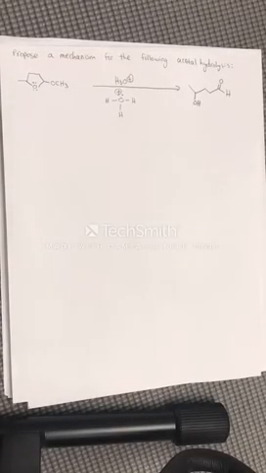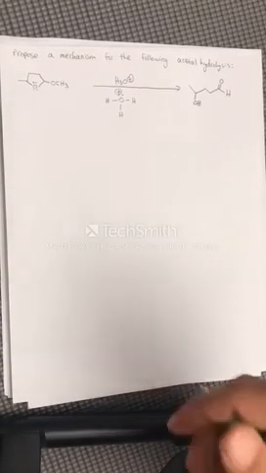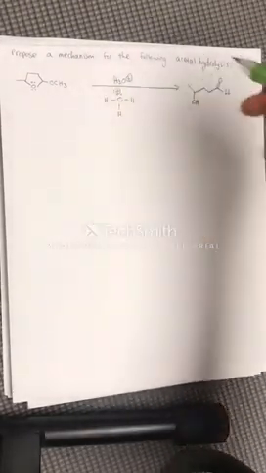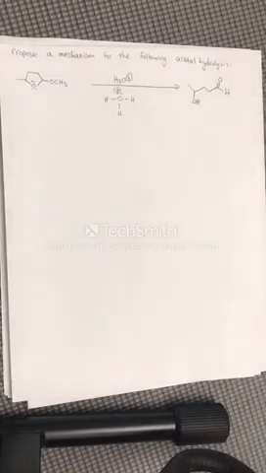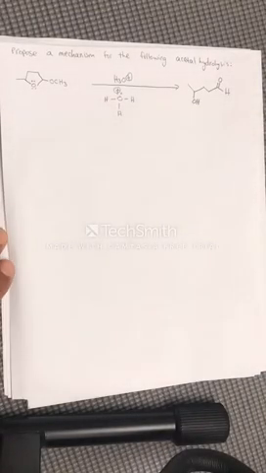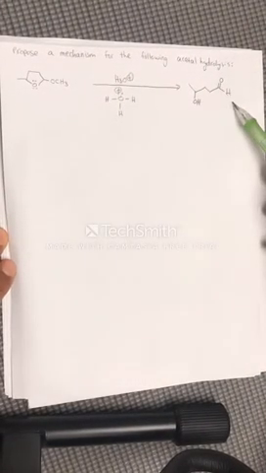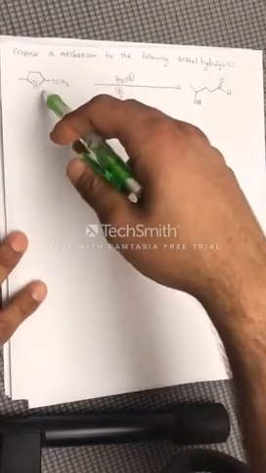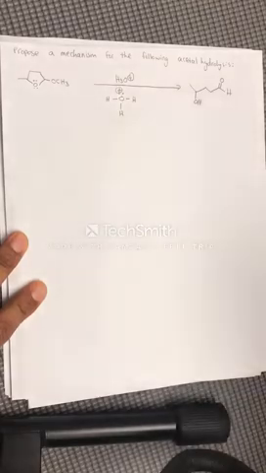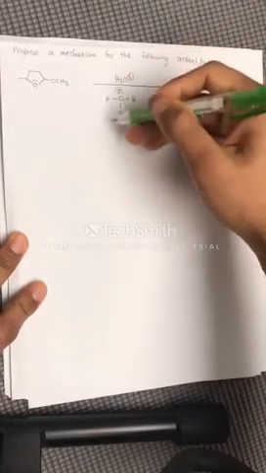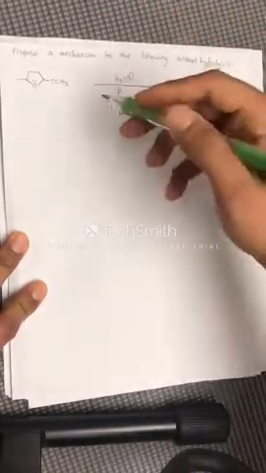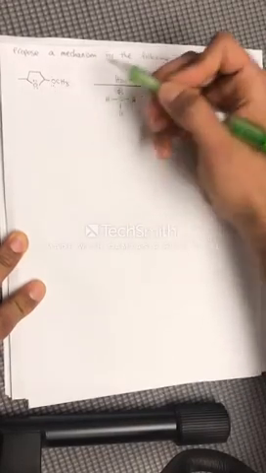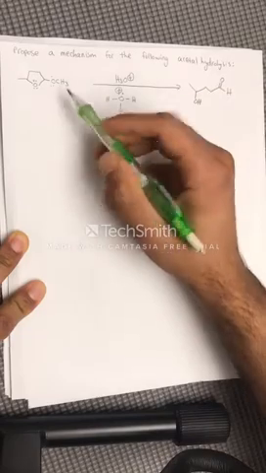Propose a mechanism for the following acetal hydrolysis. Acetal hydrolysis is basically when you have an acetal and you're hydrolyzing it back to its aldehyde, which is the opposite of acetal formation, in which case you take an aldehyde and you make an acetal. So in order to do this, we just treat the acetal with H3O+. How does the mechanism go? Well, we have a hydronium here, and basically we want to protonate first whatever we want to leave. In this case, we want this OCH3 to leave. You don't see it in your product.